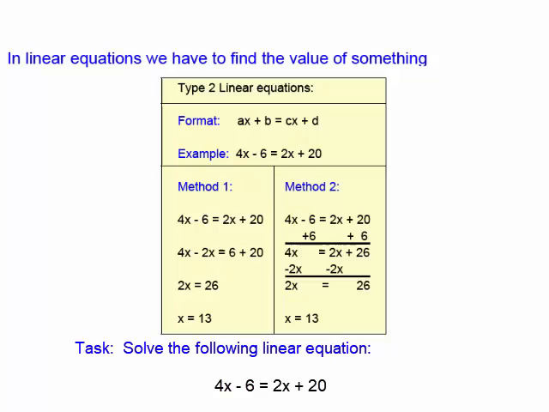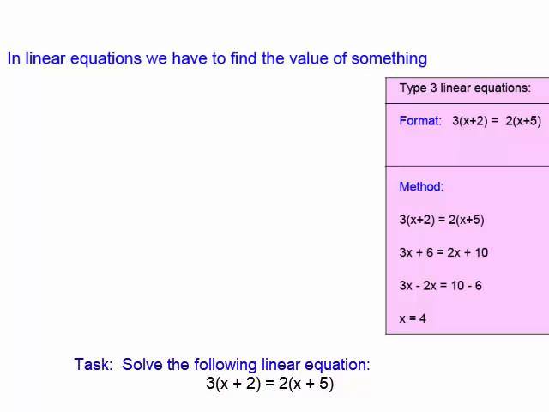Another method of solving this equation is to add 6 to each side of the equation and subtract 2x from each side of the equation. If we add 6 to each side of the equation, we get 4x equals 2x plus 26. And if we subtract the 2x from each side of the equation, we have 2x equals 26. Therefore, x equals 13.